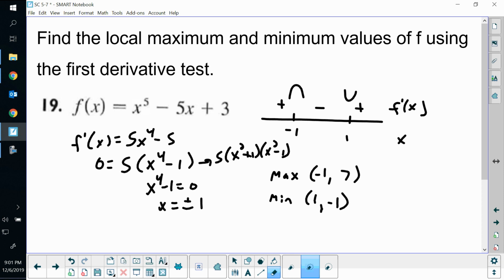We ended up with plus minus plus, so at negative 1 we go from an increase to a decrease, giving us a local max at negative 1, 7, and at 1 we went from a decrease to an increase, giving us a local min at 1, negative 1. We got the y values for those maxes and mins from the original f of x because they're points on the actual graph.